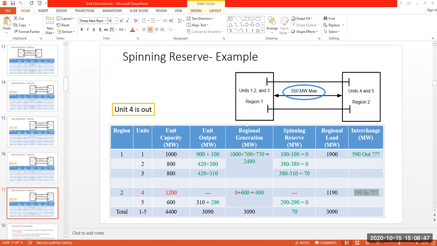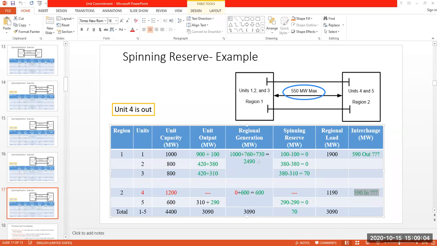Because the capacity is 550. Although you have sufficient capacity, you can play with this. You can take help from this side. You can only generate 290 here. You can only take 290 from the spinning reserve. The remaining demand has to be taken from other region.